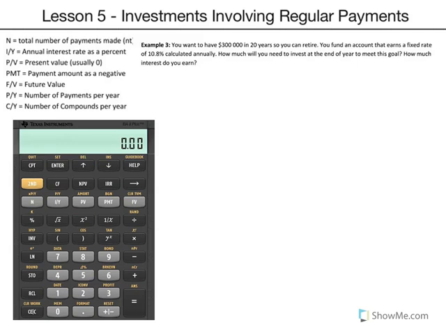You want to have $300,000 in 20 years so you can retire. You fund an account that earns a fixed rate of 10.8% calculated annually. How much will you need to invest at the end of each year to meet this goal?